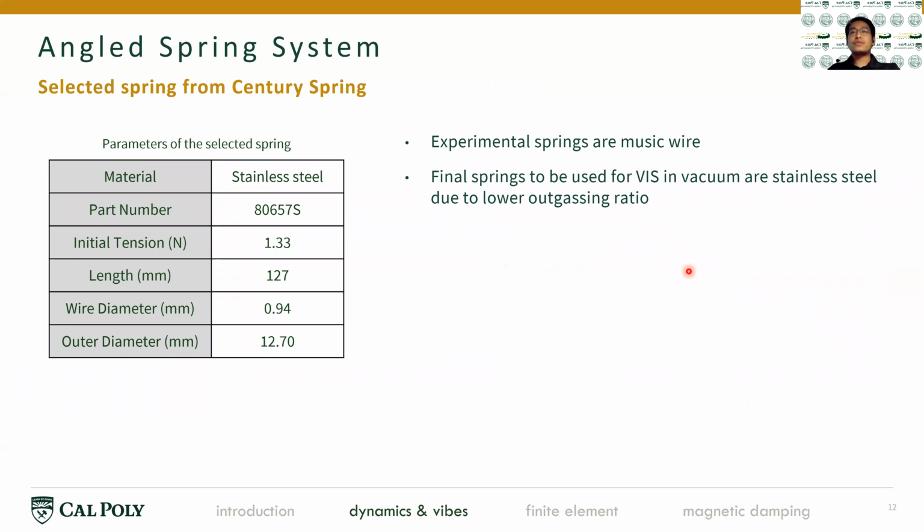So once we have the experimental data, we can proceed with buying the actual spring to be used in the vacuum chamber made out of stainless steel, because the music wire material has a higher outgassing ratio than stainless steel. So the final spring should be made out of stainless steel.